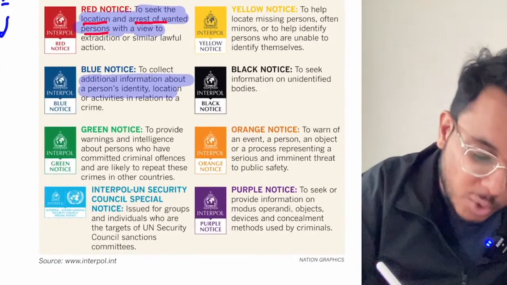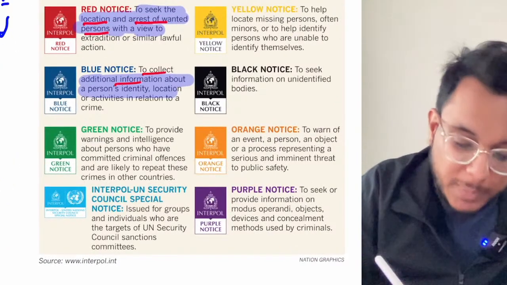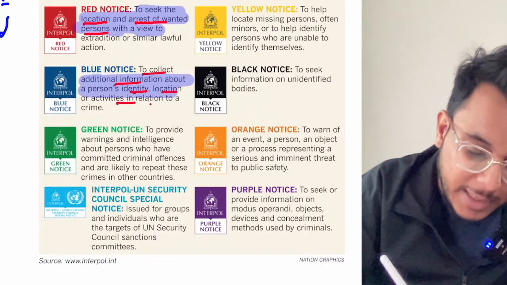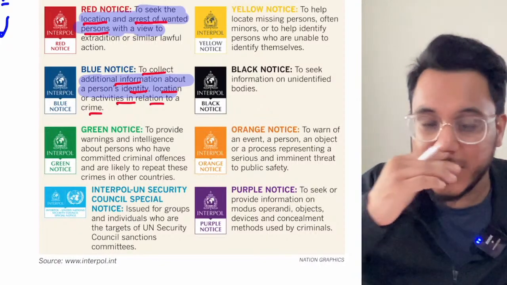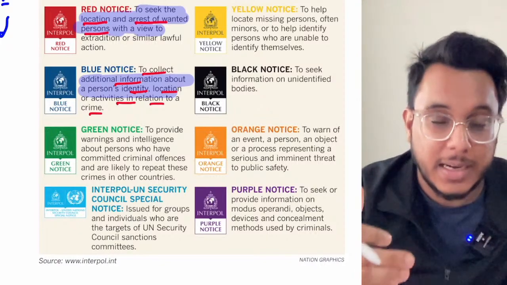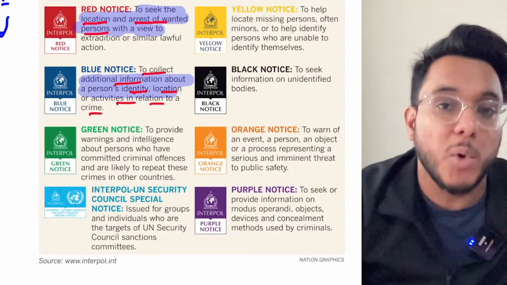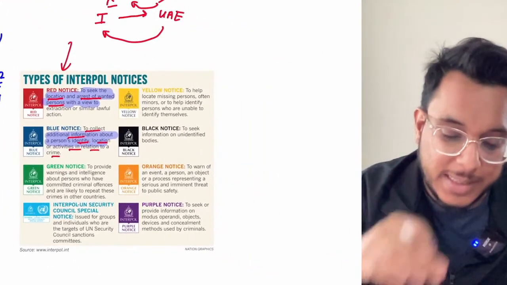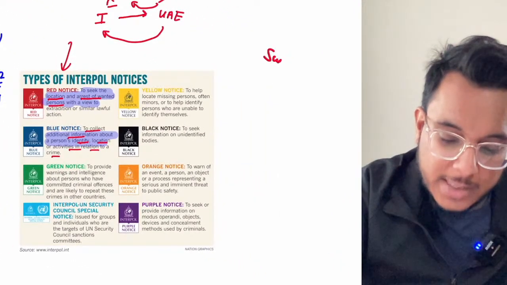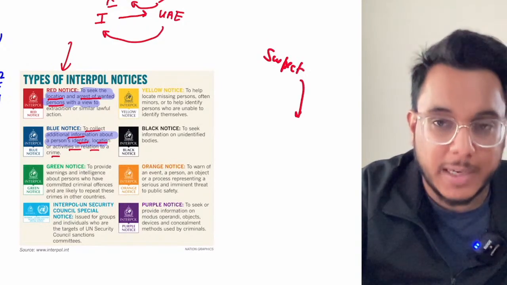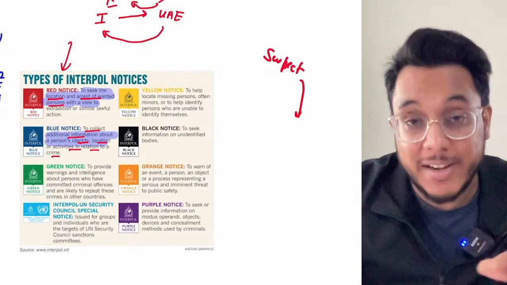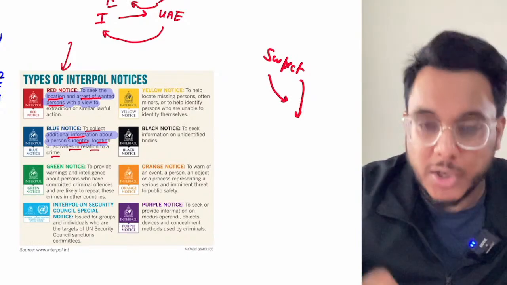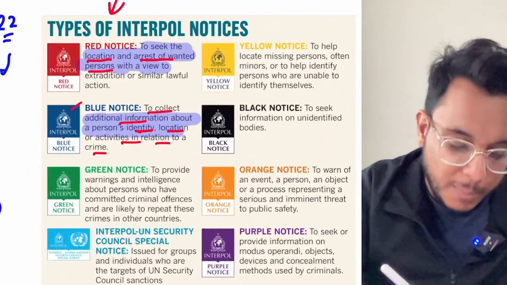So blue notice aims to collect additional information about the person's identity, location or activity in relation to a crime. Let's say we are not certain about the identity of a person, so we want to seek more information. Let's say there is a suspect of the crime, and that suspect has run to another country. The case is still at the stage where evidence is being collected. So more information about that person can be asked through the blue notice.